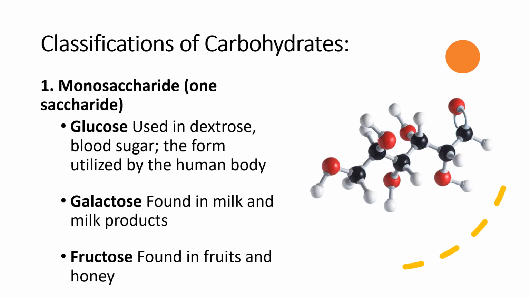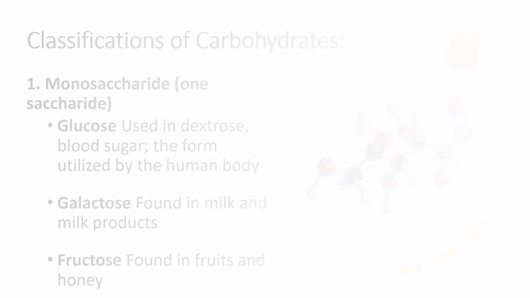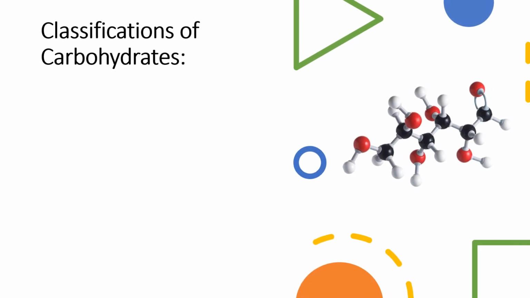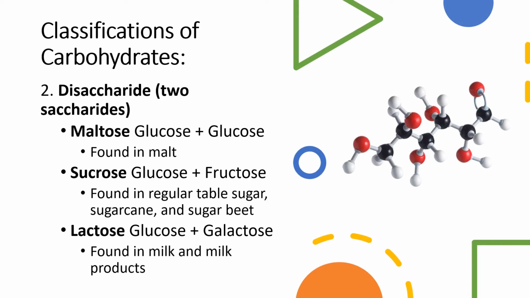Second is disaccharide, or two saccharides. Examples are maltose, found in malt, sucrose, found in regular table sugar, sugarcane, and sugar beet. And last one is lactose, which is found in milk and milk products.